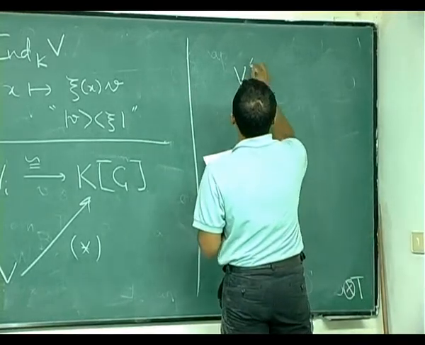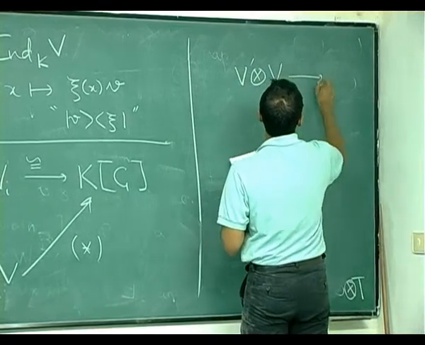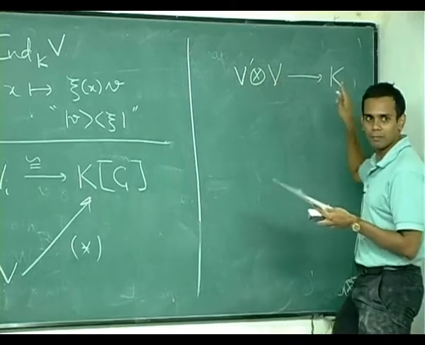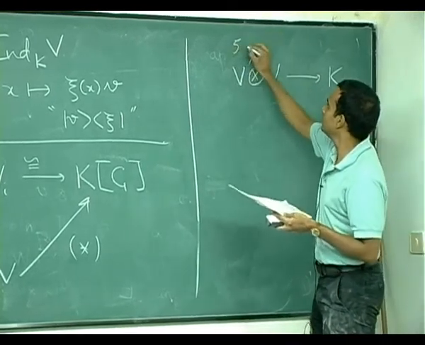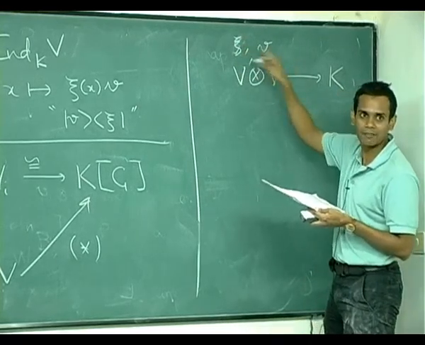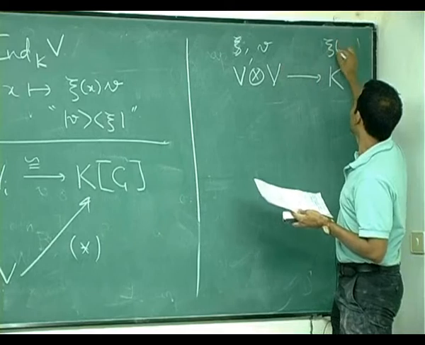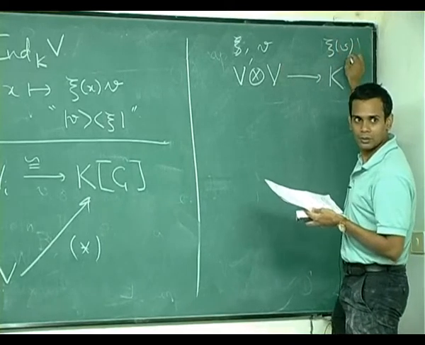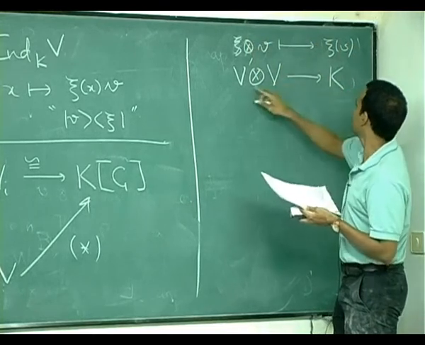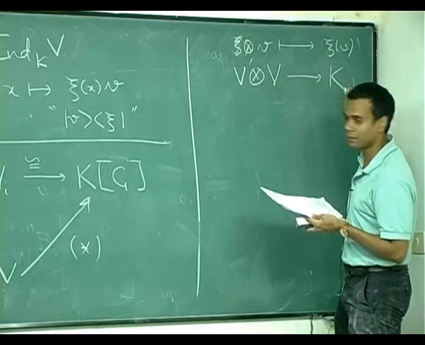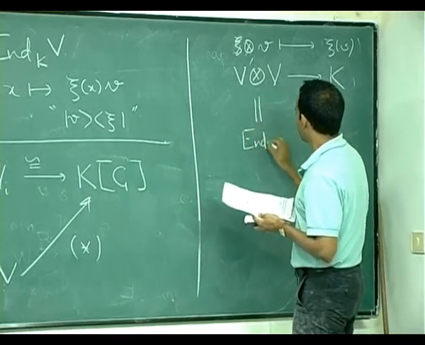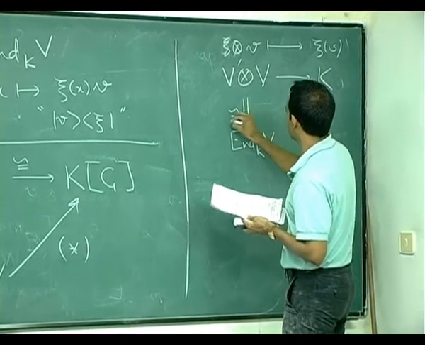So you have V prime tensor V to K. This is just a bilinear map: V prime cross V to K takes (z, v) to z(v), where z is a linear functional and v is a vector. You can evaluate them, right? So by the abstract definition of tensors, you get a linear map from V prime tensor V to K. This we know is isomorphic to End_K(V).